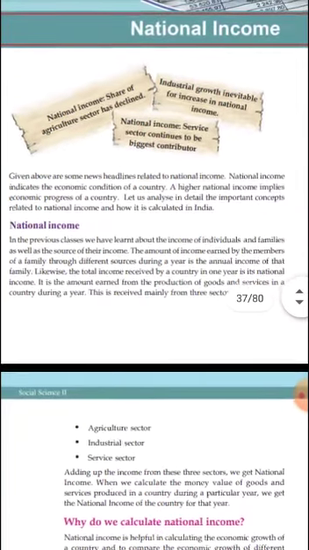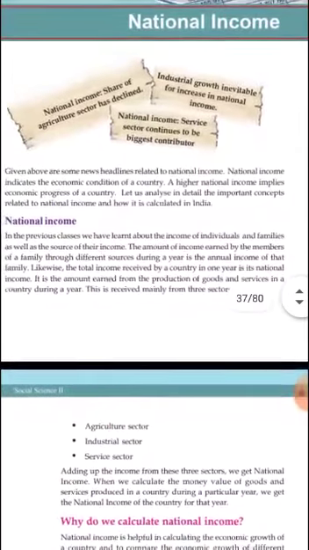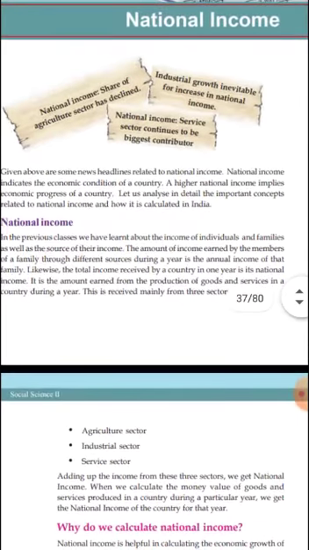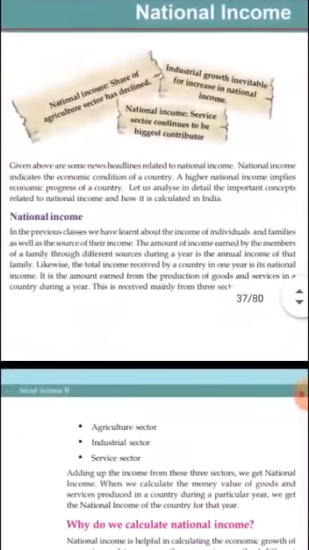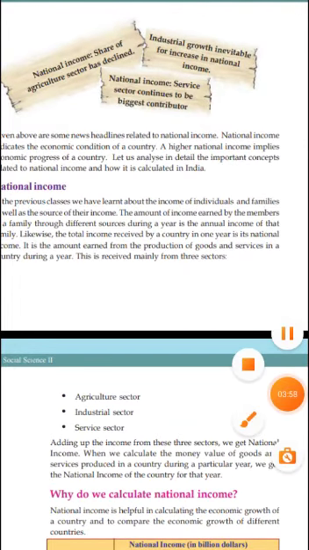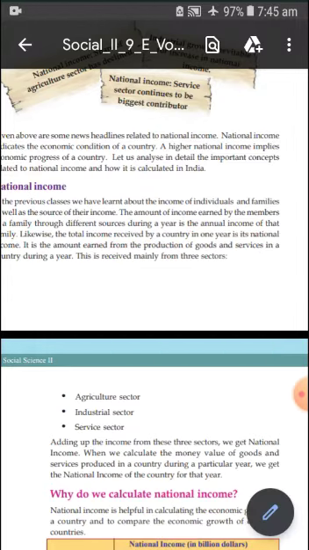Likewise, the total income received by the country in 1 year is known as the national income of that nation or country. It is the amount earned from the production of goods and services in a country during the year. This is mainly from the agriculture sector, industrial sector, and service sector. Please note these points. So the annual income of the country, one year's total income received by a country. These points you have to write.